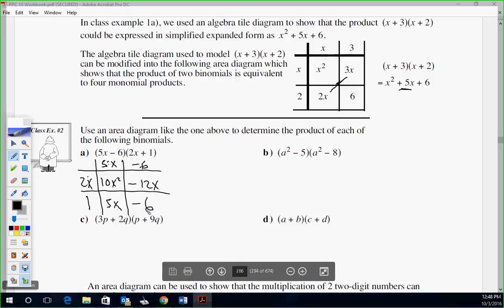So our answer: 10x squared. I have 5 and a negative 12, so 5 minus 12 is negative 7, and then minus 6. That's what we get after we combine everything: 10x squared minus 7x minus 6.